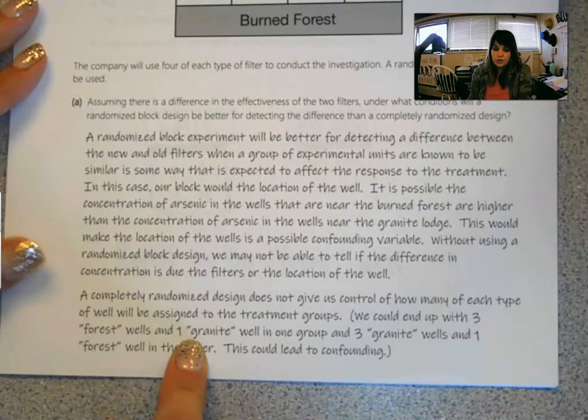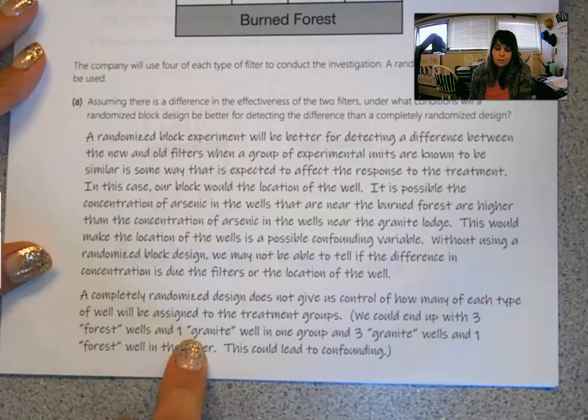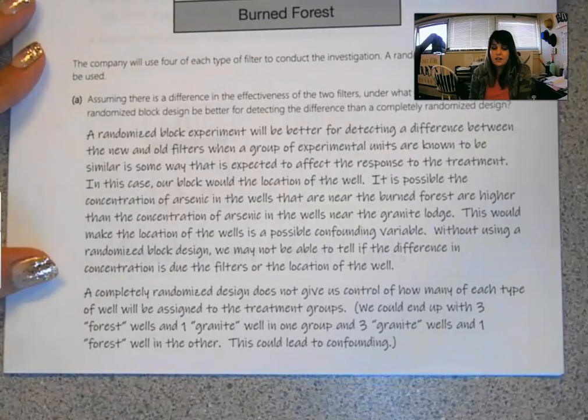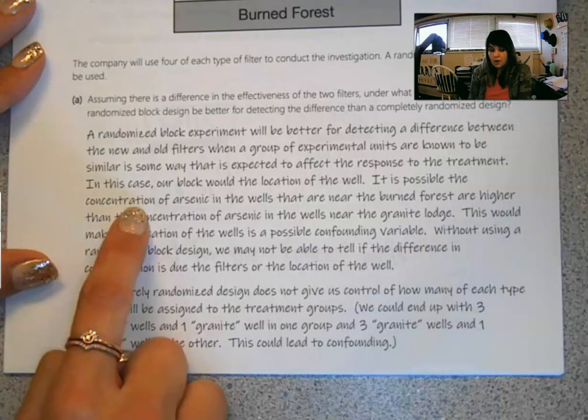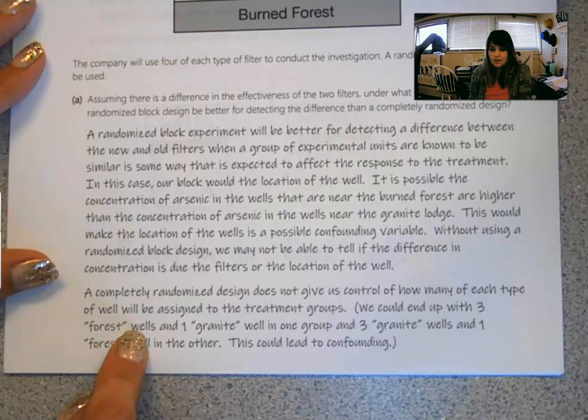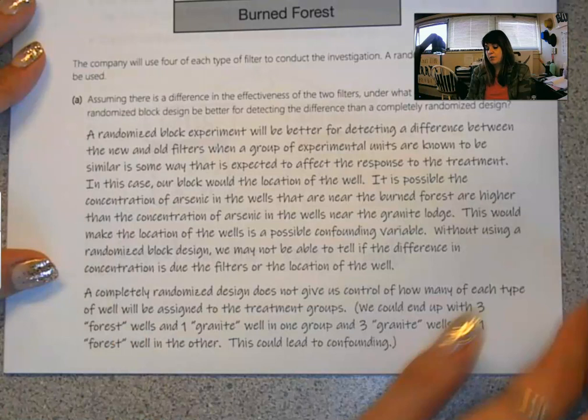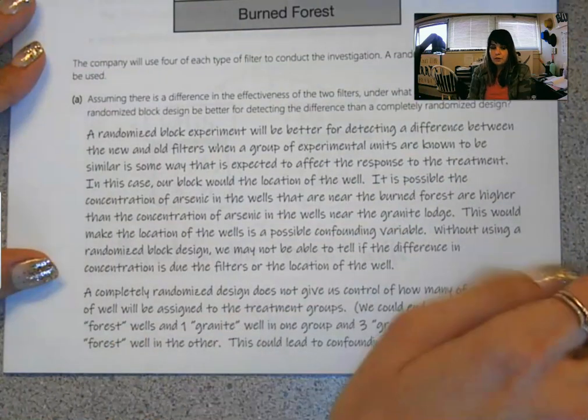And then notice here's what I need to get my E. A completely randomized design does not give us control of how many of each type of well will be assigned to the treatment groups. You could end up with 3 forest wells and 1 granite well in one group, and then the opposite in the other, and that could lead to confounding. So you want to block by location. Completely randomized design does not help you minimize the effects of confounding. So remember, you have to have both in order to get an E.